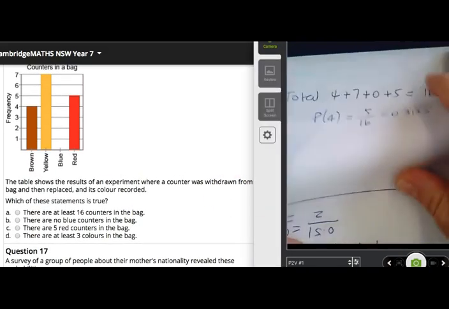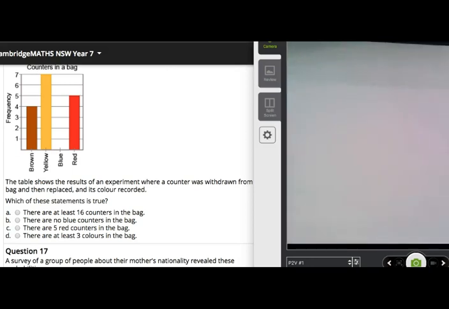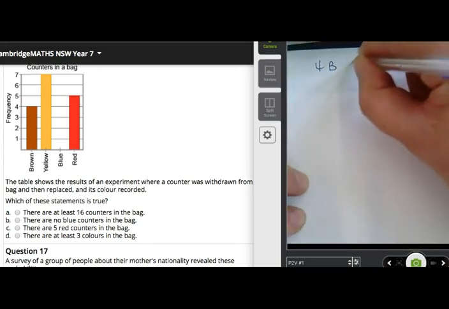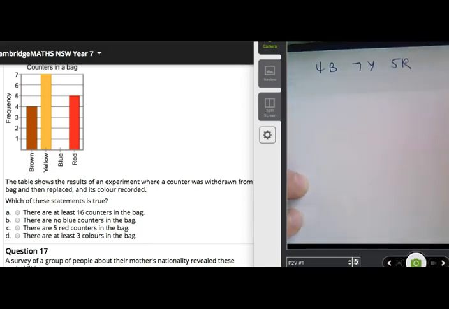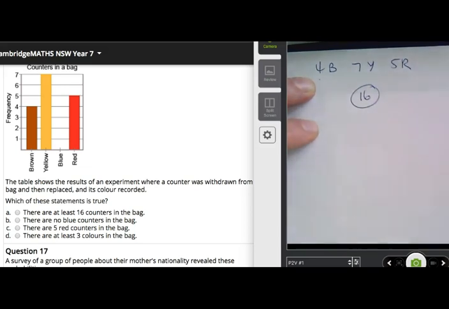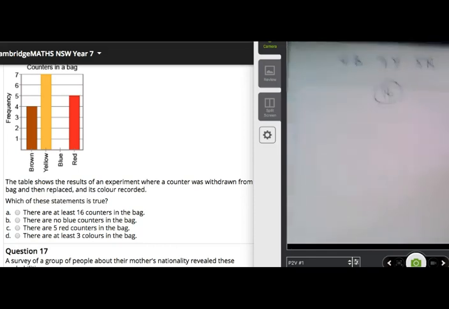Question 16. The table shows the results of an experiment where a counter was withdrawn from a bag, replaced and recorded. Now, what have we got? We've got 4 brown, 7 yellow, 5 red. What's the total of all that? 16 in total. Now, it says there are at least 16 counters in the bag. There are no blue. Which of these is true? There could be more than one correct answer.